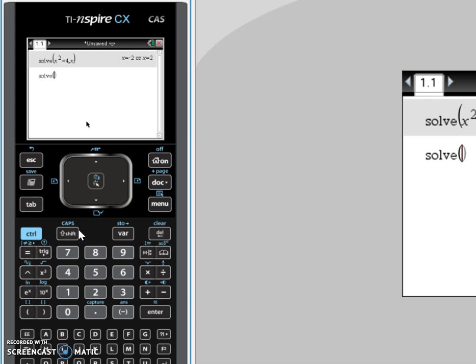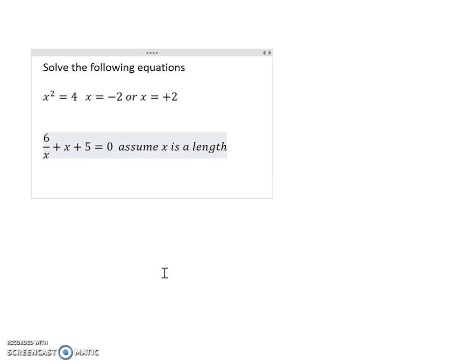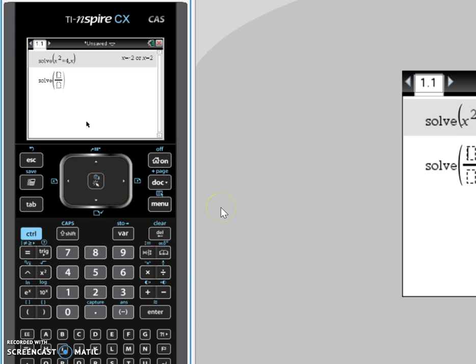So you can put a fraction like this, control divide. That's especially useful if you have stuff like 6 on x plus 1, or a longer expression. So that's a handy thing to know. And then plus x plus 5 equals 0.